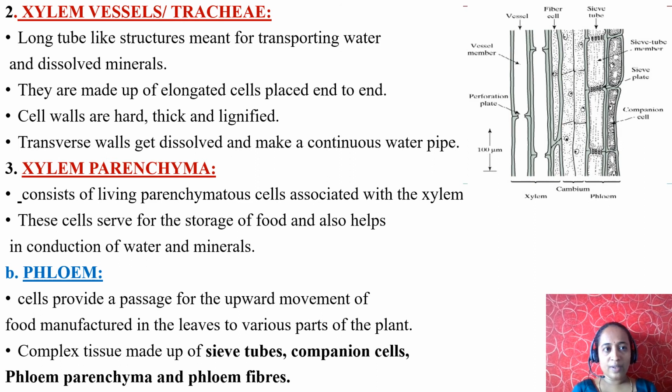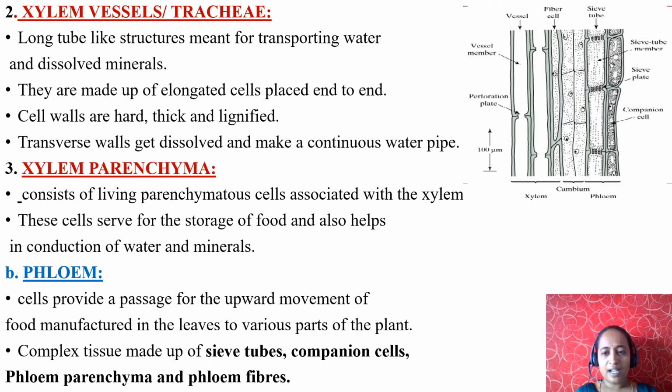Here the xylem vessels, these are long tube-like structures meant for transporting water. The actual cells or tissues which transport water are xylem vessels or trachea. Here, xylem vessels are made up of elongated cells placed end to end, just like tracheids. Here the cell wall is hard and thick in nature, made up of lignin.